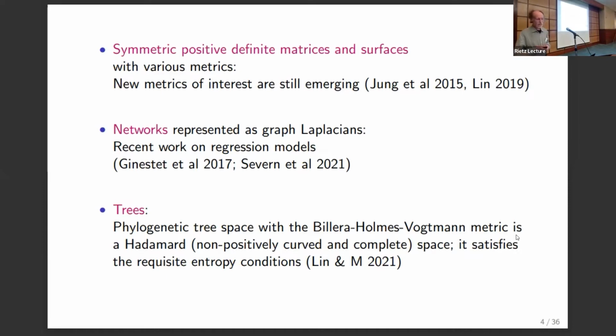Phylogenetic trees, of course, are important in biology. And one of the common metrics on the tree space is, for example, the BHV metric, which has been known for a long time to generate a Hadamard space. That means it's a non-positively curved and complete space. And we were recently able to show that it also satisfies the requisite entropy conditions that we want for such spaces.